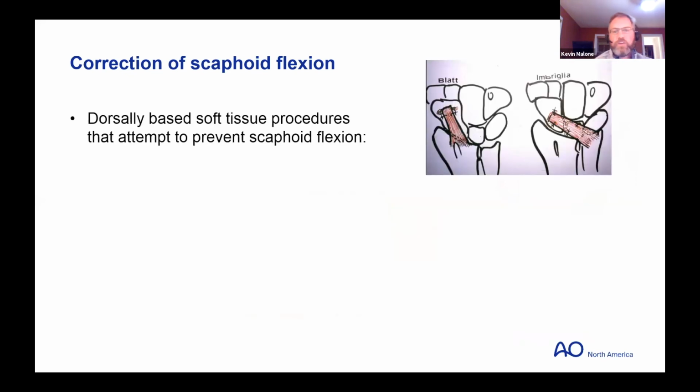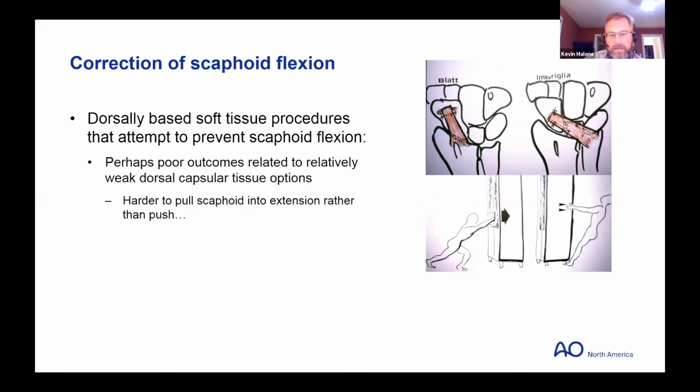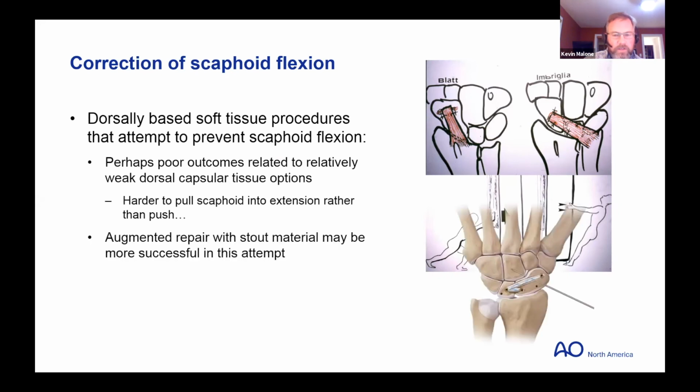Dorsally based soft tissue procedures have been described. Some of them are listed here using capsular tissue or the dorsal intercarpal ligament, as Dr. Ree showed, as an augmentation to his SL repair on his prior discussion. And a lot of these outcomes weren't great. And this may be related to the relative weak dorsal capsular tissue that can stretch out and fail over time. And as Dr. Bernelli pointed out, it's harder to pull a scaphoid into extension rather than to push it. So another reason why a volar component of this is really important.